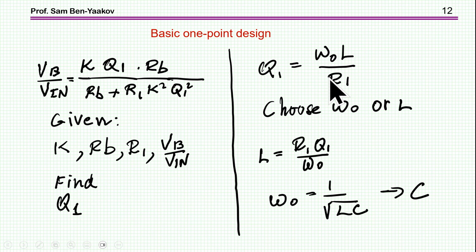So once I know this quality factor, I can decide to choose a given frequency and then calculate the inductance, from which I calculate the capacitance. Or, if I have a given antenna, I can calculate the resonant frequency from here, and then, of course, the capacitance.